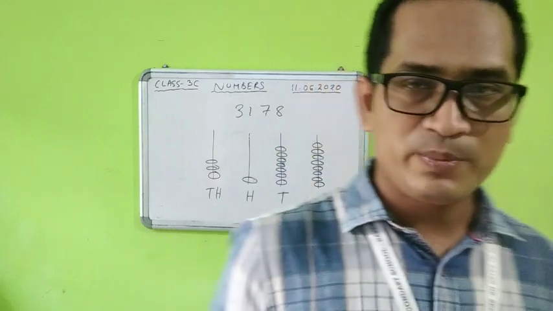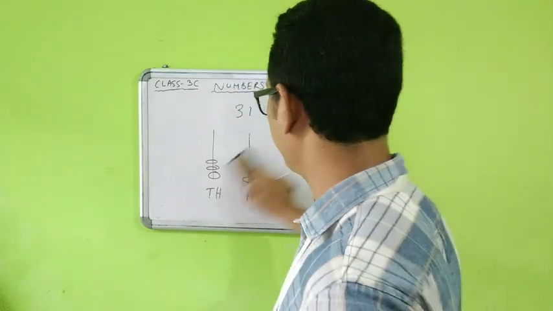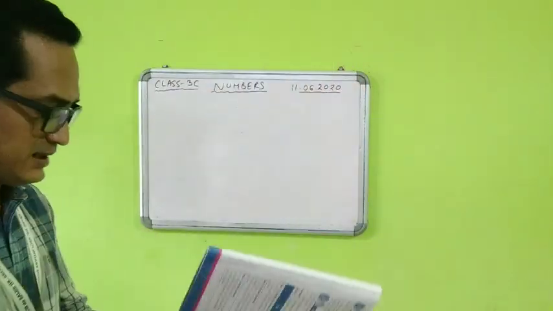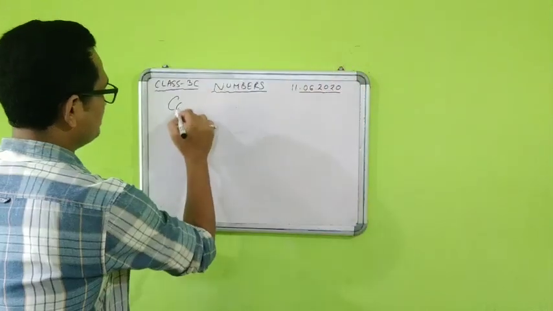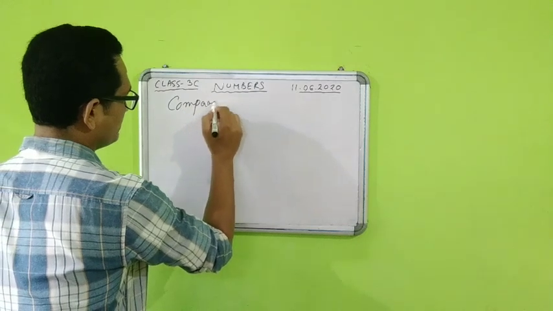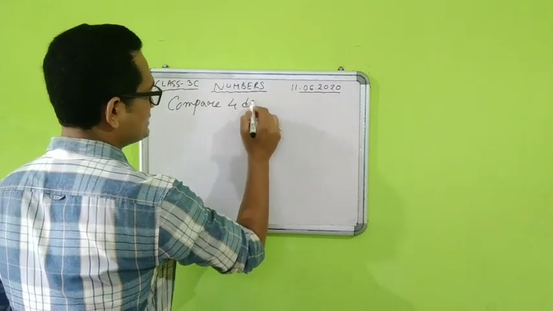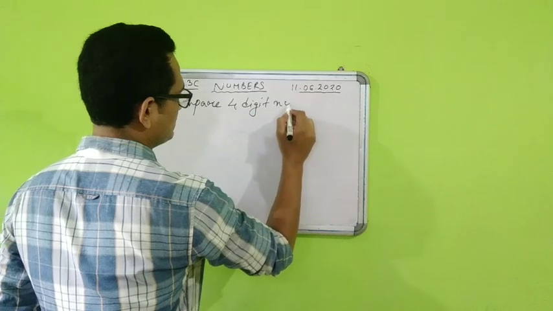Now today's main topic will be the next topic, that is concept 3.2 in page number 28, and that is compare 4-digit number. So we are now going to compare a 4-digit number. So let us start that one, that is compare 4-digit number.